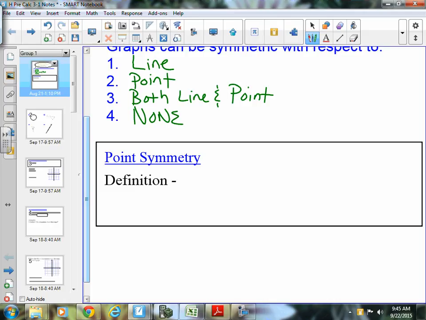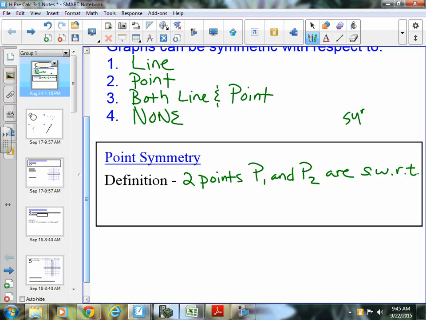All right, so let's talk about what is point symmetry. The definition is going to bring you back to your geometry days here. So if you have 2 points, P1 and P2, super creative there, huh? They are symmetric with respect to, so I'm going to abbreviate that, SWRT. You're going to see this a bunch. That means symmetric with respect to. It's just an abbreviation of saying what the symmetry is.